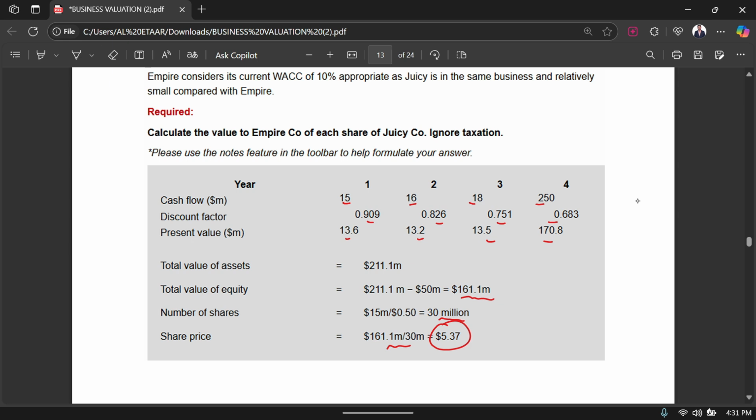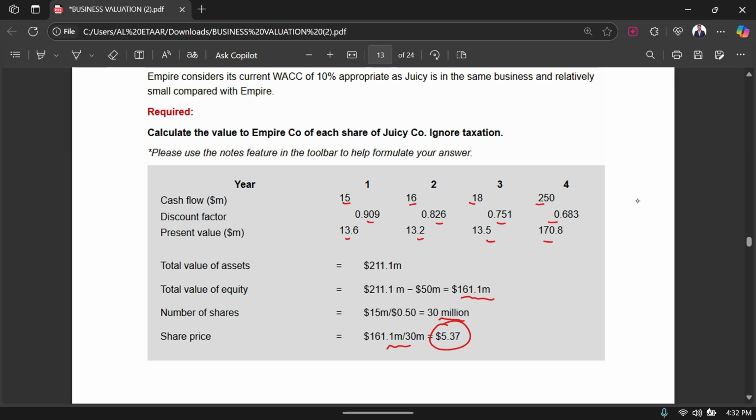Remember that in the discounted cash flow method, you are assuming that the total value of the asset of the company is based on the cash flow that it generates from the asset. So whatever cash flow it generates, you just discount that based on the discount rate, right? And you get the present value. Then you total the present values to get your total value of the asset. You subtract the total liability from the total value of the asset to get the total equity, and then you divide the total equity by the number of shares to get your share price. That's how simple it is.